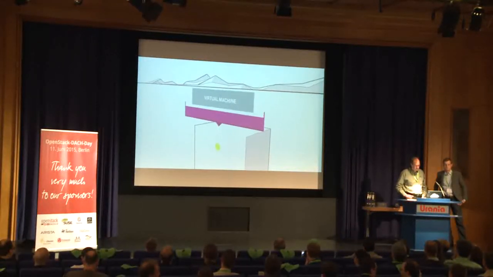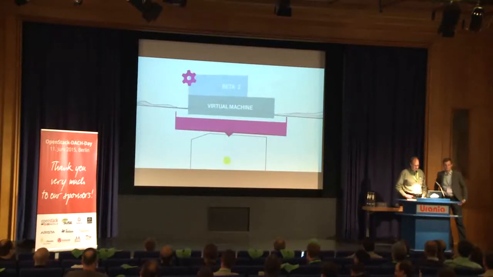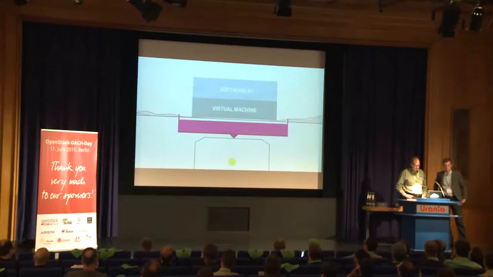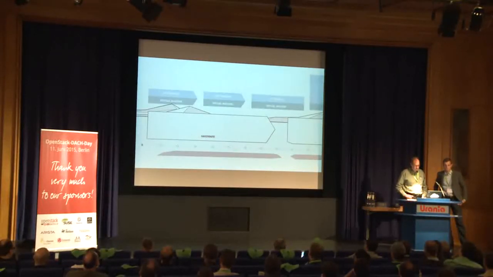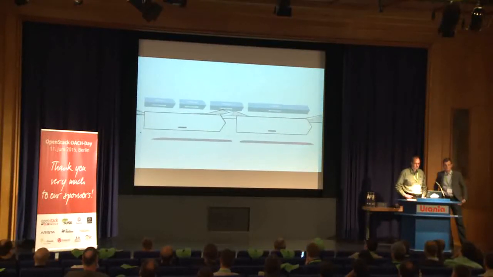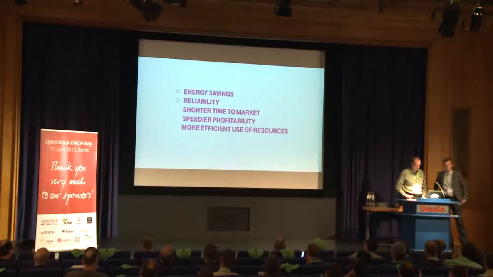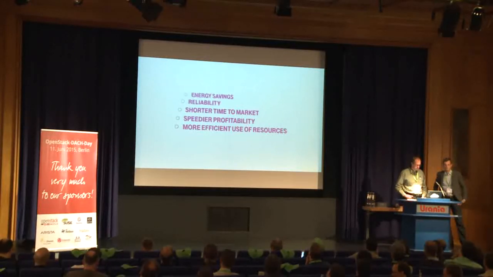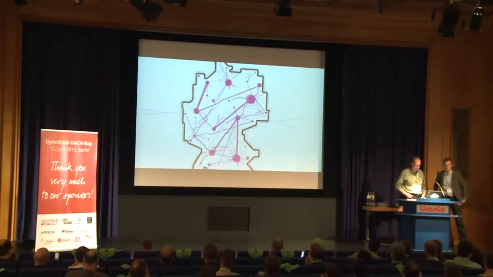This means that new network functions will purely be software solutions, and they can be developed much faster. By delinking network services from the replacement cycle of hardware, new services will reach our customers more quickly. Energy savings, reliability, shorter time to market, and speedier profitability through more efficient use of resources. That's the aim of network virtualization at Deutsche Telekom.